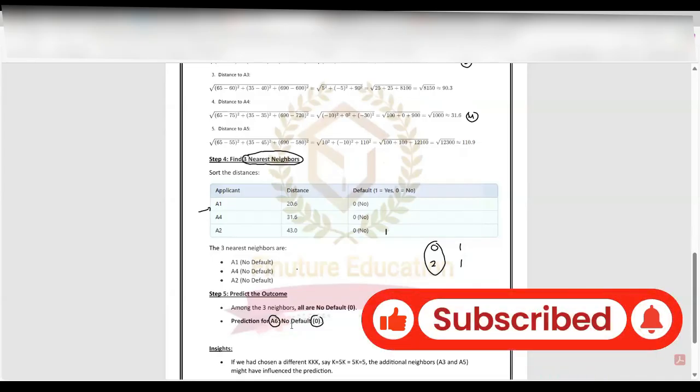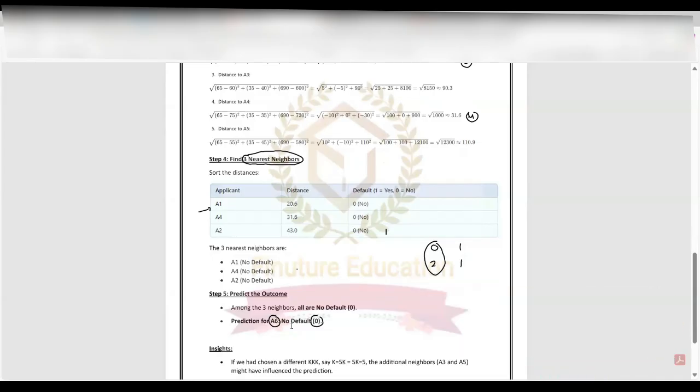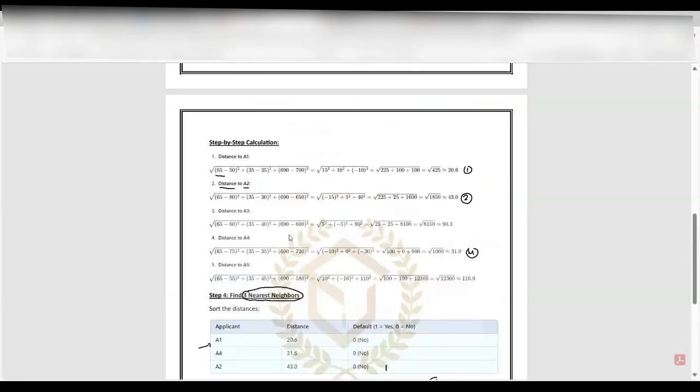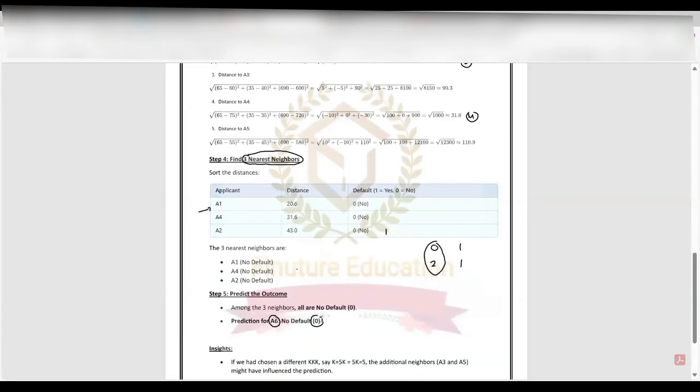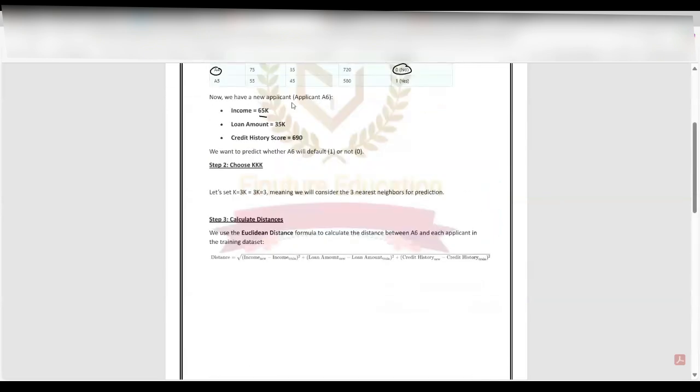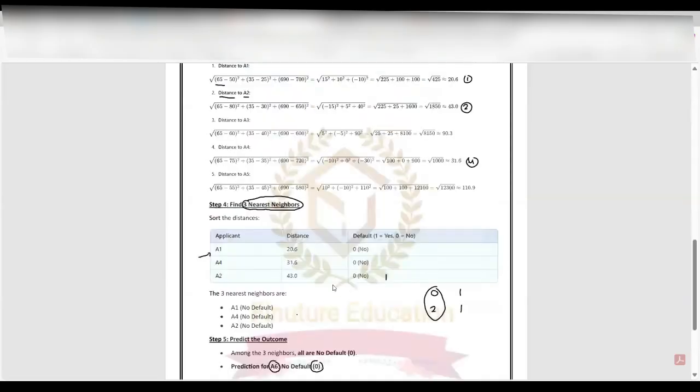You said we would have used the lowest one, that's after calculating the Euclidean distance. Yes, that's correct. So 20.6 is the lowest, and the second lowest is 31.6. If I had my k being 2, this third row will drop, only two rows will remain, and those are still no default. So for the new application that I have, that is A6, I would still conclude that it will not default. Okay. So this was about KNN.